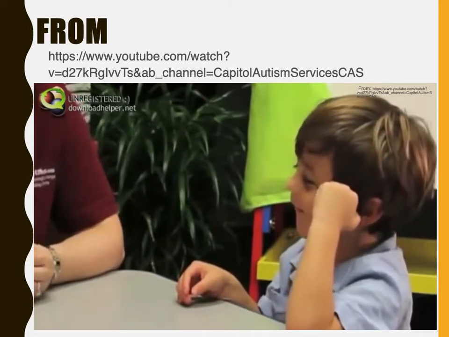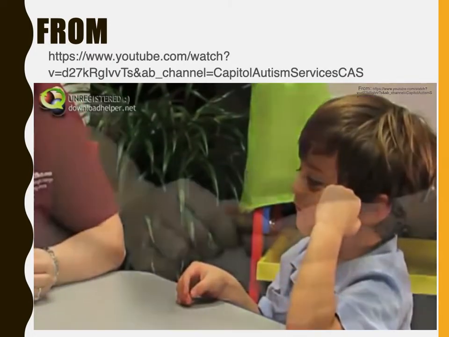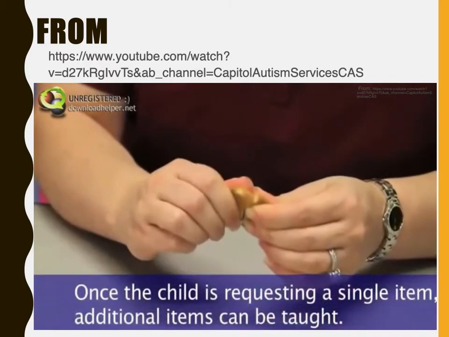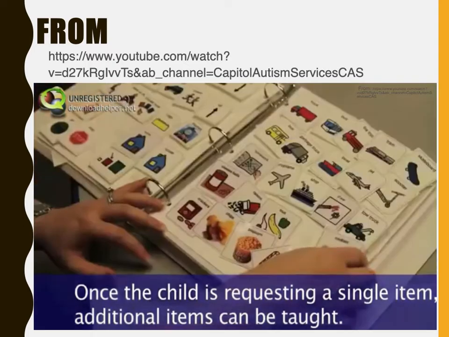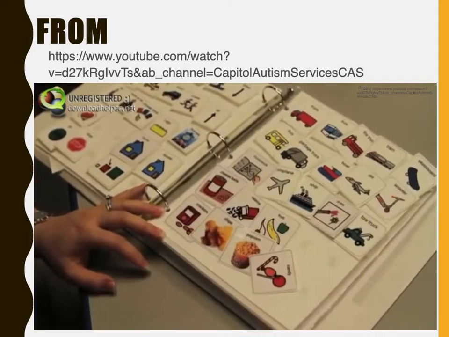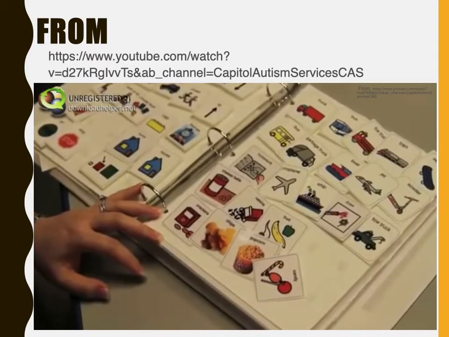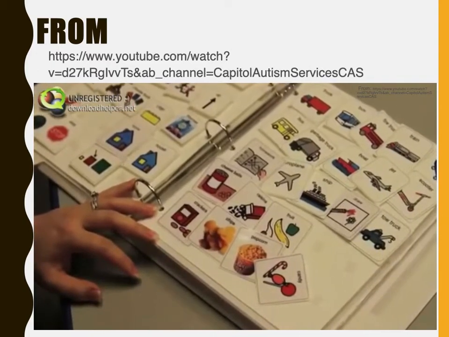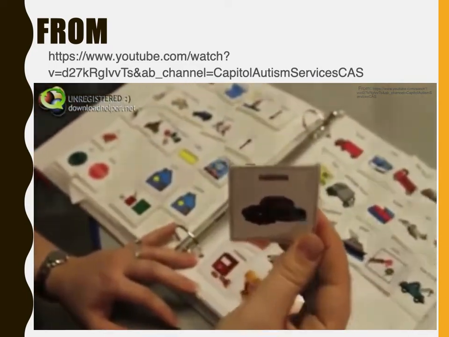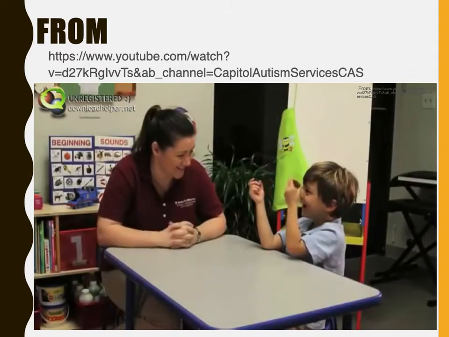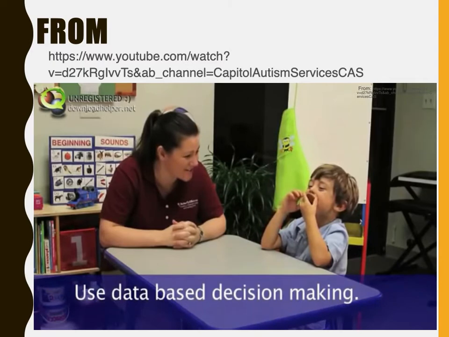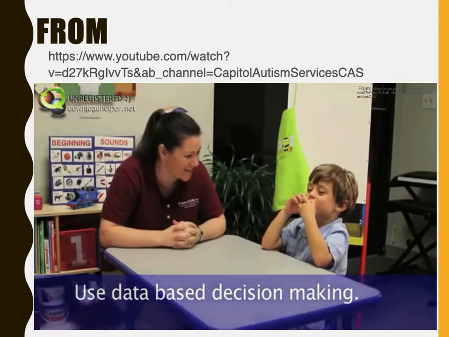spontaneously. Once a child is requesting a single item, additional items can be taught. It is important to stick to single word requests until the child is able to request a large amount of preferred items and activities, such as 20 to 30 different items, before multiple word requests are required. Using sentences to request, such as "I want cookie," should be delayed until the child has a large enough repertoire of single word requests to have his or her needs met. Use data-based decision making. Collecting data will track the level of prompting required for each target, as well as the total number of targets the child has acquired.